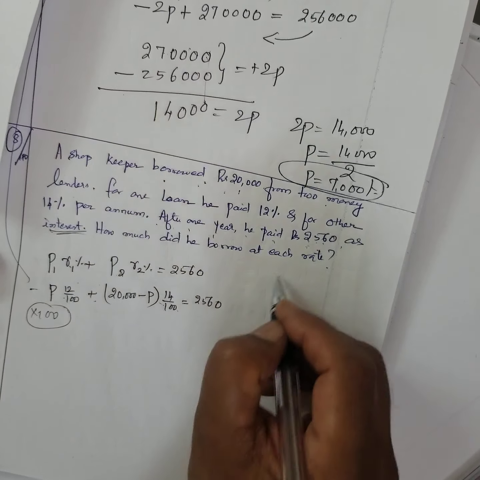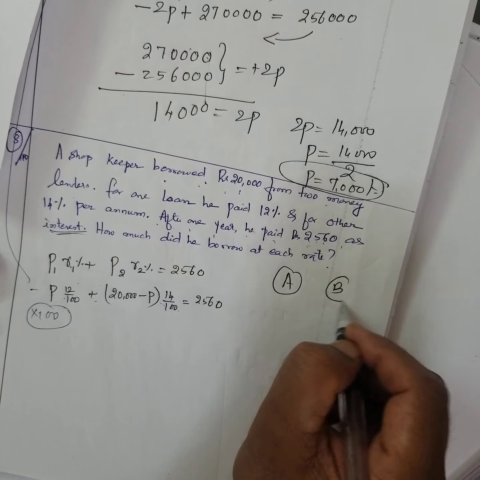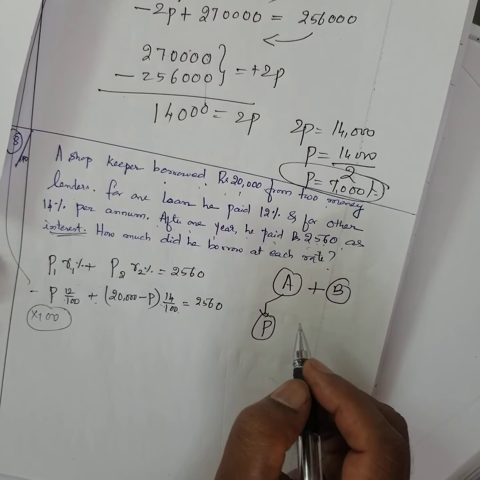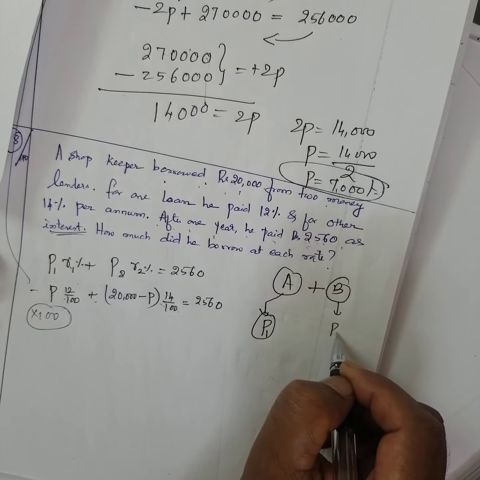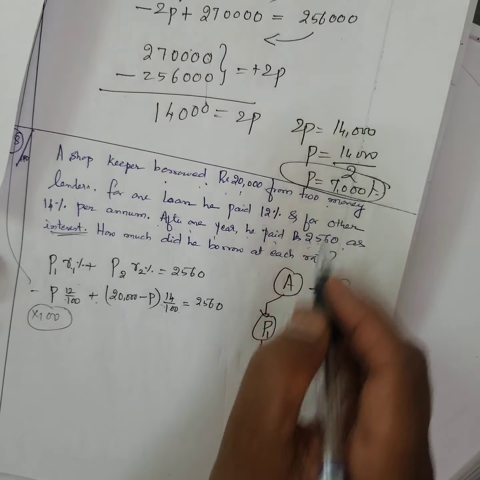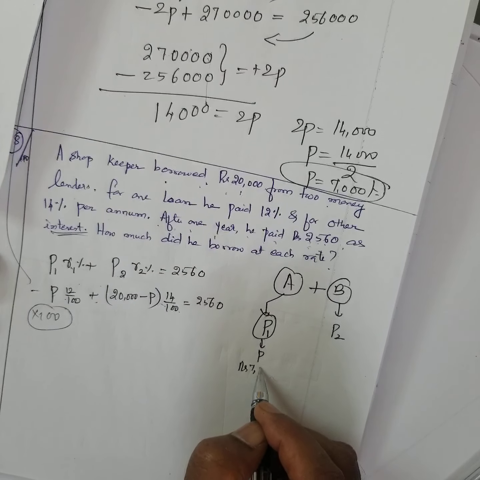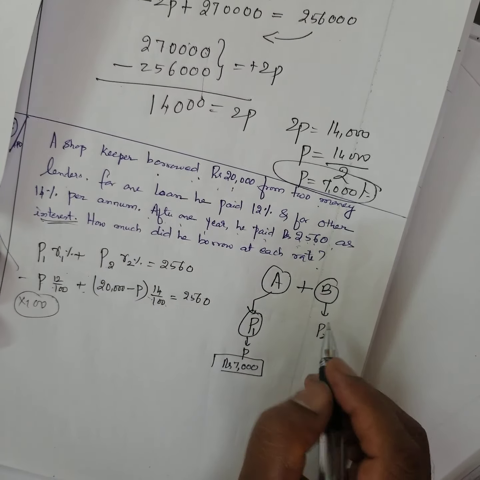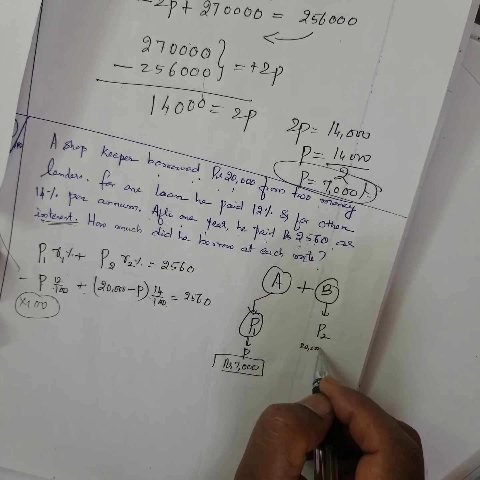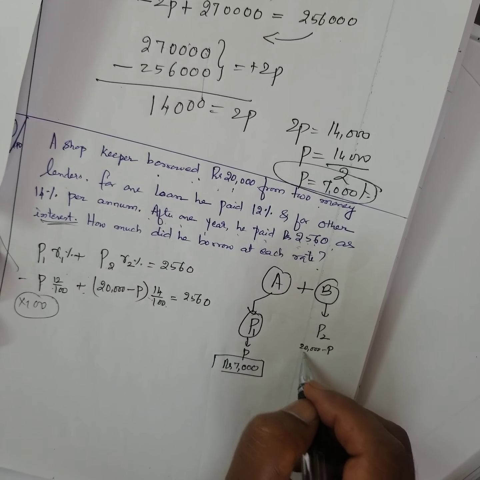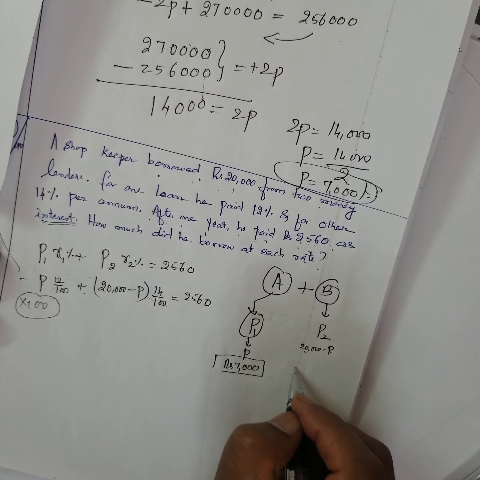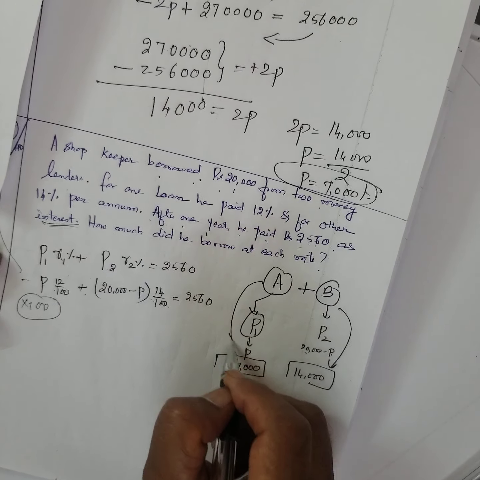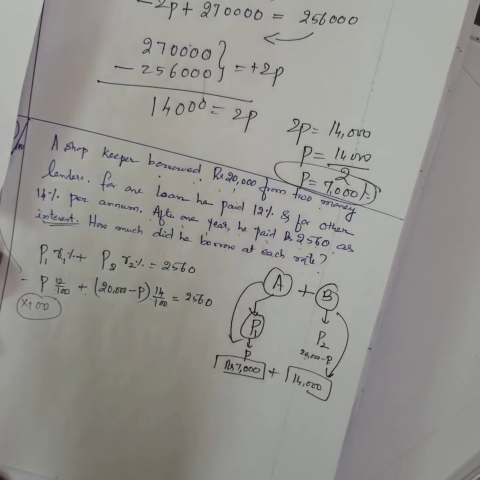Therefore, the person borrowed from the two persons, A plus B. This principal here, P1, here P2. P1 is equal to P. What is the P value? Rupees 7,000. 7,000 he borrowed from A. P2 is equal to 20,000 minus P. That means 20 minus 7 is how much? 14,000. 14,000 from B he borrowed. From A he borrowed 7,000. If I add this, you will get the 20,000.